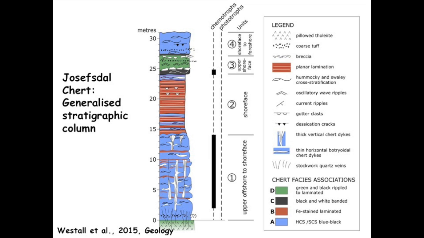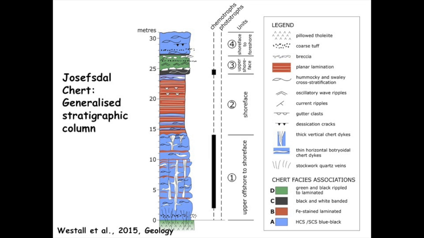Just very briefly, this is what we call a generalized stratigraphic column. The sediments are deposited one layer on another, and they're lithified. The deposit of sediments here ranges from area to area, but the maximum thickness is about 30 meters here.